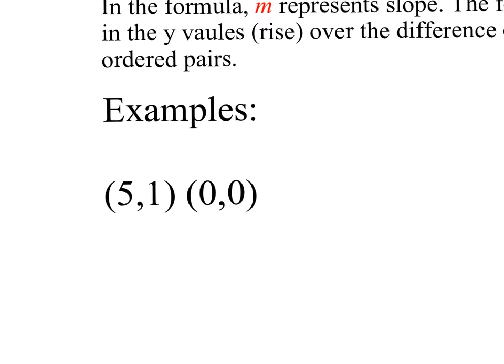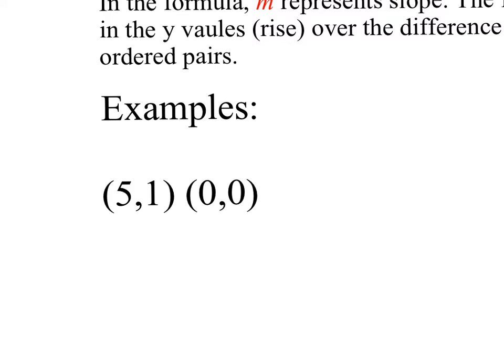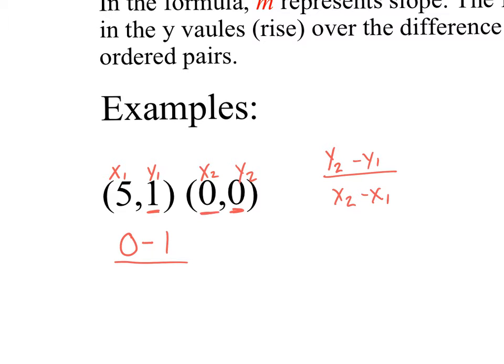This first example, I'm going to label my x values and my y values. So x1, y1, x2, y2. And remember the formula is y2 minus y1 over x2 minus x1. So I'm going to take 0, because that's my y2, minus my y1, which is 1, over my x2, which is 0, minus my x1, which is 5.